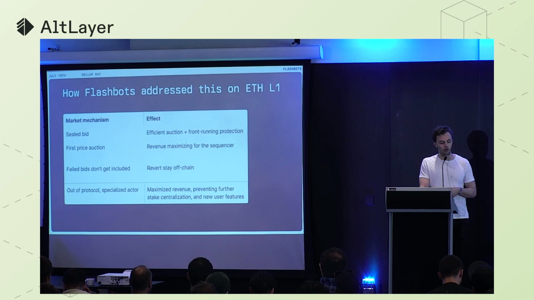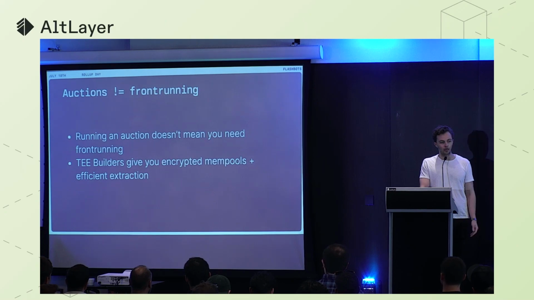This is how we solved it on L1, or at least created a more efficient market structure, although that is still evolving on L1. And what I also want to get across to you is you don't need to copy exactly what happened on L1 too. Just by having an efficient auction doesn't mean that you need front running as well. You can still have front running protection.